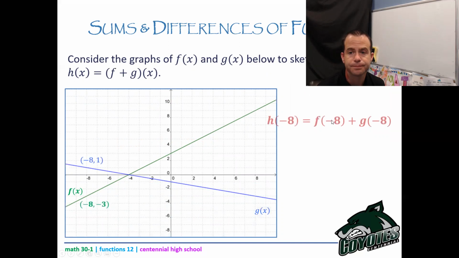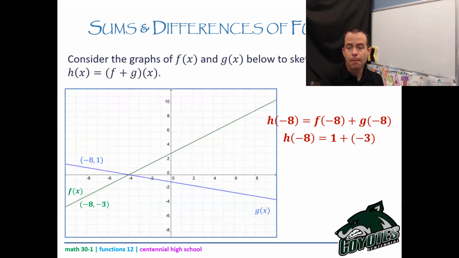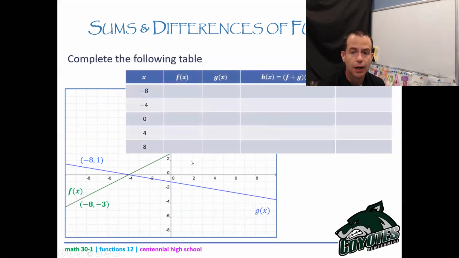Okay. So I started at -8, and I said, okay, h of -8 will be f of -8 plus g of -8. I know that f of -8 is 1, and g of -8 is -3. So that means h of -8 has to be -2. That's a point I can plot for h of x. So I'm going to do that by filling in this table. So you're going to want to pause me, and you're going to want to do this yourself.